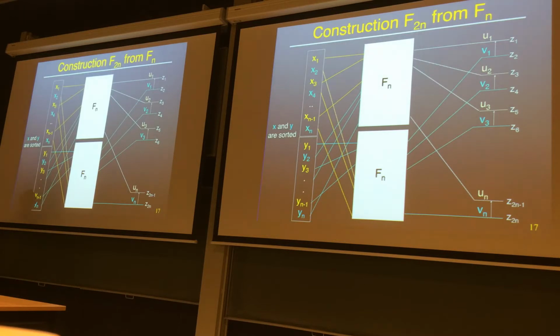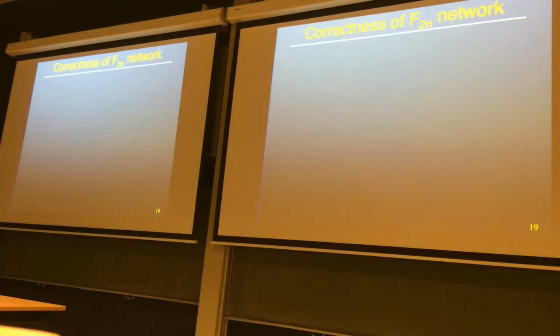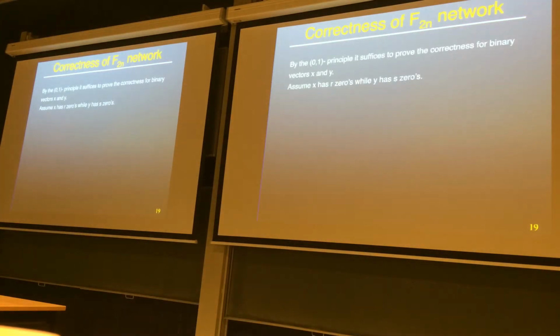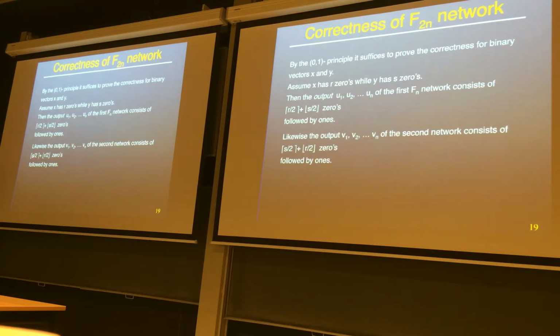So, let me just go then to one of the most complicated steps to show you what happened. Here we have the ceiling of R divided by 2, plus the floor of S divided by 2 zeros, followed by ones for the output of the first Fn network, and the same holds, but with the floor and the ceilings reversed for the second output. U1, U2, Un, V1, V2, Vn.